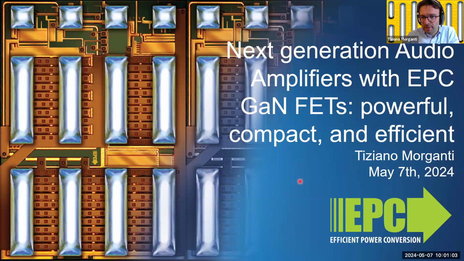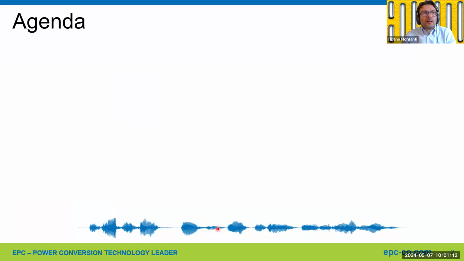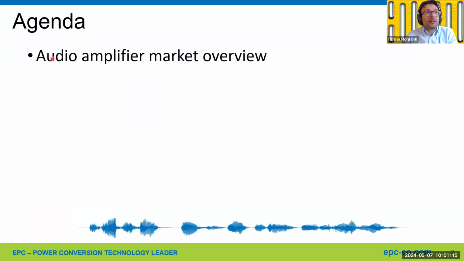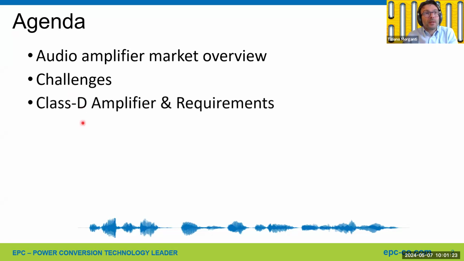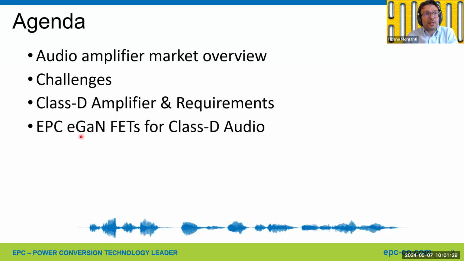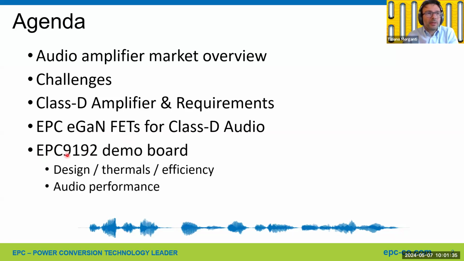Today's webinar, we will talk about the Class-D audio application with our GaN FETs and the new demo board EPC9192. Brief agenda for the webinar. So, audio amplifier market overview, the challenges of audio amplifiers, Class-D amplifier introduction and requirements, EPC GaN FETs for Class-D audio, and then we will talk most of the time about the EPC9192 demo board. So we will go through the design, thermals and efficiency, and show some audio performance measurements.